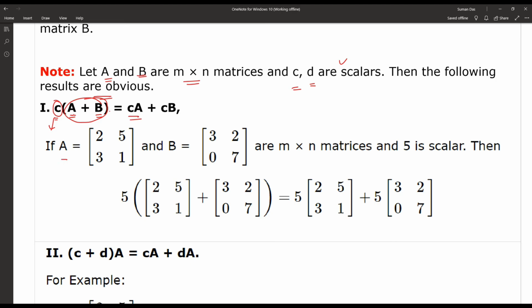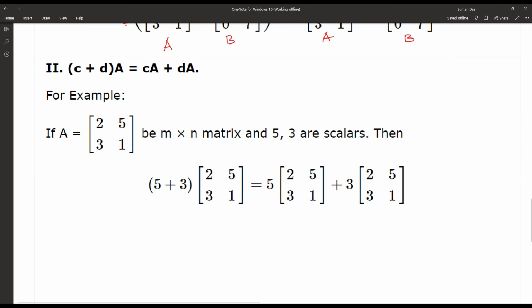That means suppose we have a matrix A, that is 2 5 3 1, and B is 3 2 0 7. Here particularly C has been taken as 5 for the scalar. So what is written here? 5 into (A plus B) is the same as 5 into A plus 5 into B. So that is the first property, where C is a scalar, A and B are matrices, so C into (A plus B) is equal to CA plus CB.